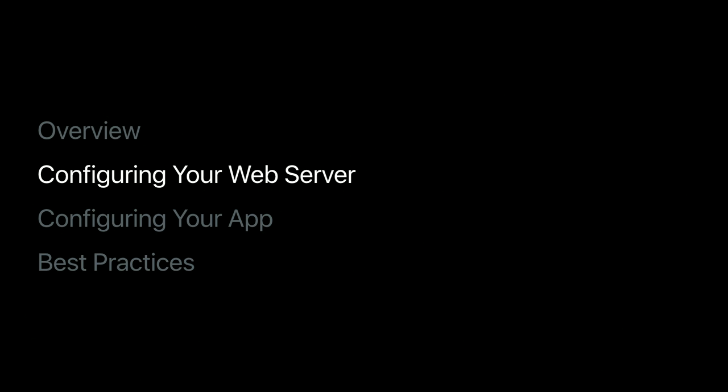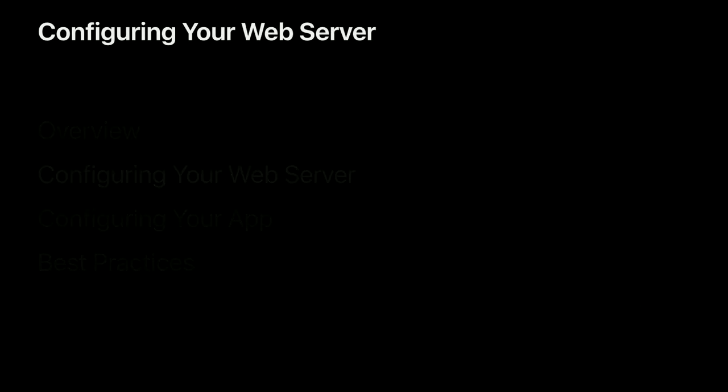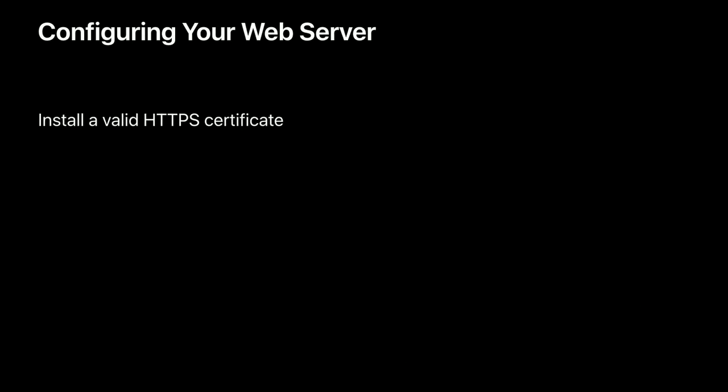Now that we know what universal links are, let's talk about how to build them. We'll start with your web server. Your web server must have a valid HTTPS certificate. HTTP is not secure and cannot be used to validate an association between your app and your website. The root certificate used to sign your HTTPS certificate must be recognized by the operating system. Custom root certificates are not supported.